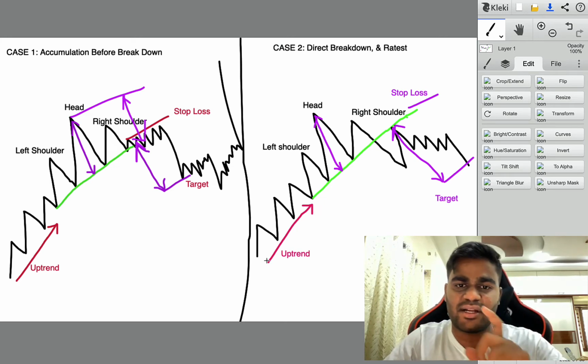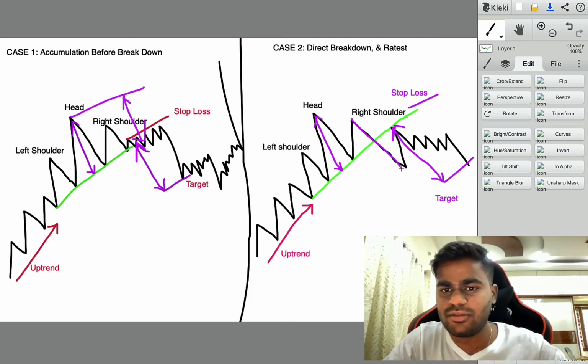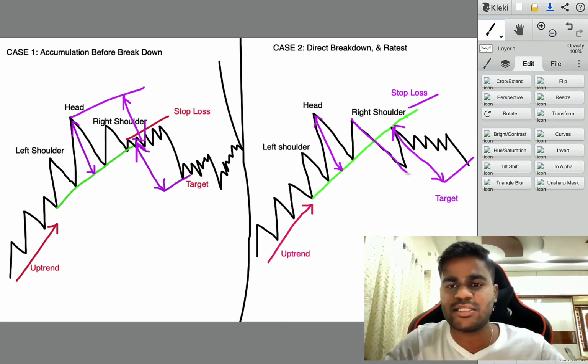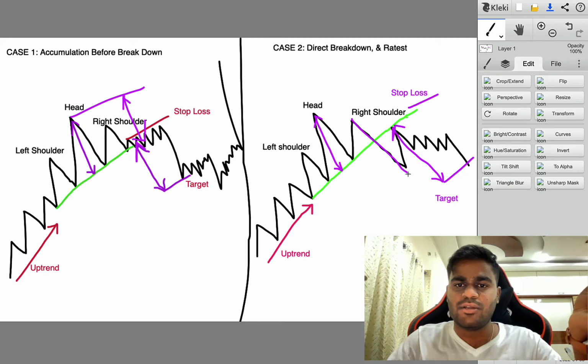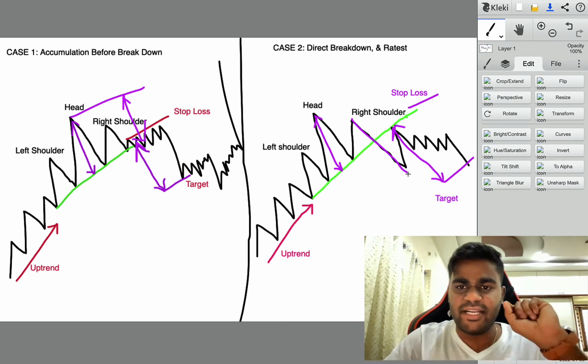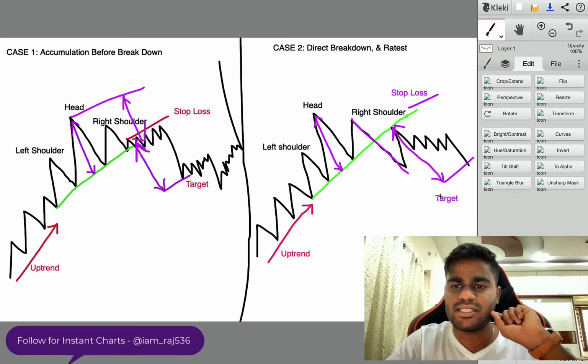The stock is in an uptrend. You saw a head and shoulder with a left shoulder, head and right shoulder, but the stock didn't go into an accumulation phase. It went directly into a breakdown. Just that, and we didn't get any benefit out of it. So now what should we do? Just wait. The stock doesn't go directly to your target. Just wait for some time.